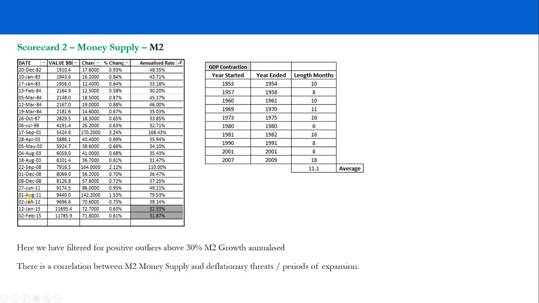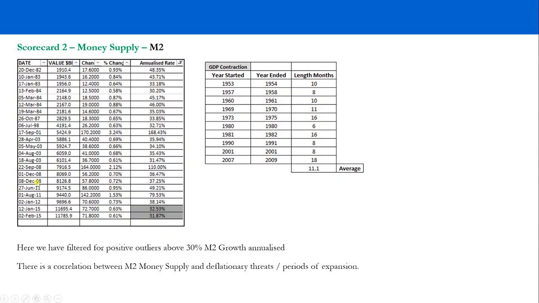So if we look at all of the numbers here, if we go back in time, we've got situations like August 2011, and that was shortly after the ratings agency S&P downgraded the United States credit rating.